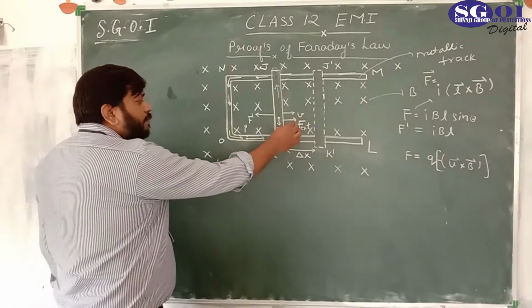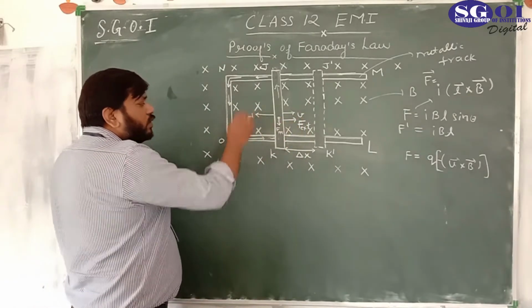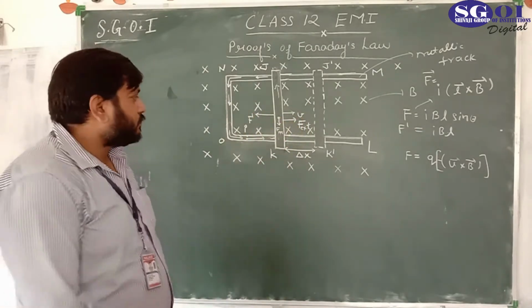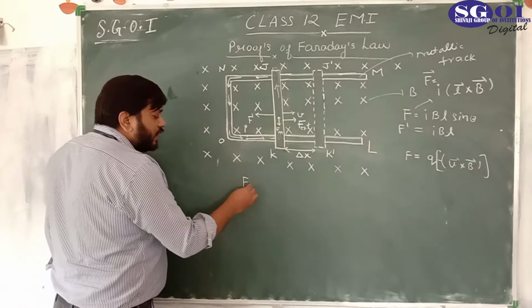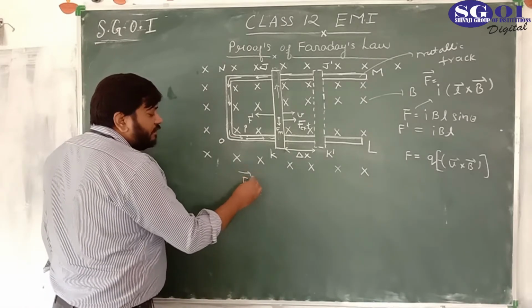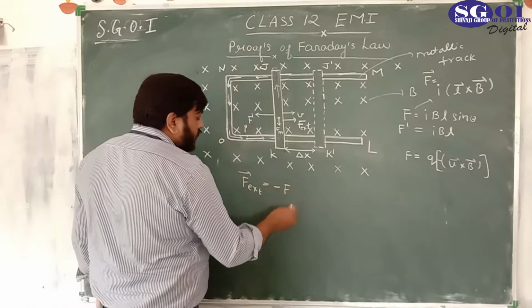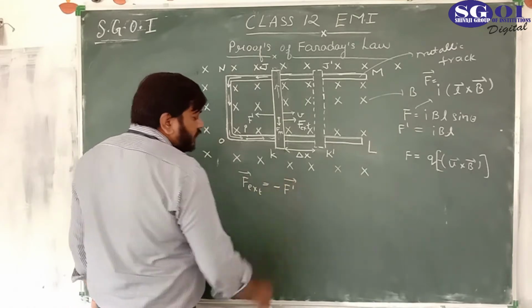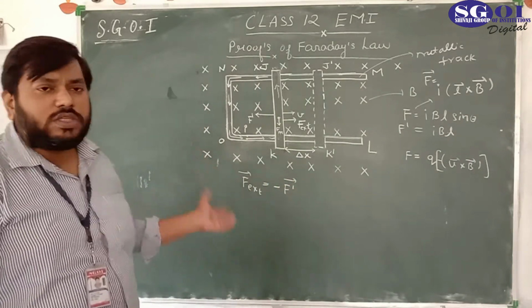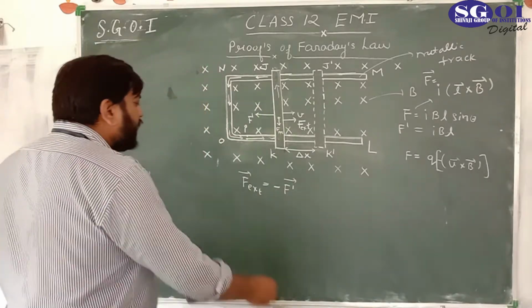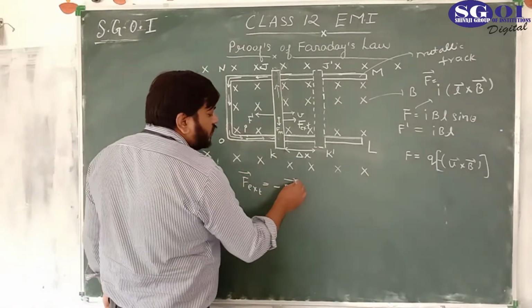So we have to apply an external force which is equal in magnitude to F dash. So what is the F external? F external vector is equal to minus of F dash in vector form, because the magnitude is the same, only the direction is opposite. So we can write F external vector equal to minus of F vector.